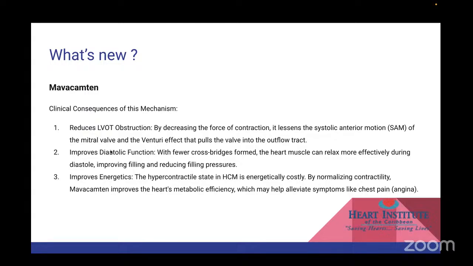Also, it improves diastolic function. So when you have fewer cross bridges formed, the heart muscle is able to relax more effectively during diastole, improving filling and reducing filling pressures. The third mechanism is that it improves energetics. So there's a hypercontractile state in HCM, and it takes up a lot of energy. By normalizing the contractility, this medication improves the heart's metabolic efficiency, which then may help alleviate symptoms like angina, which is chest pain.